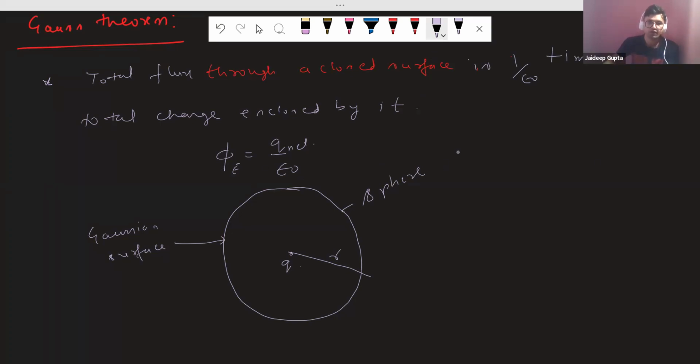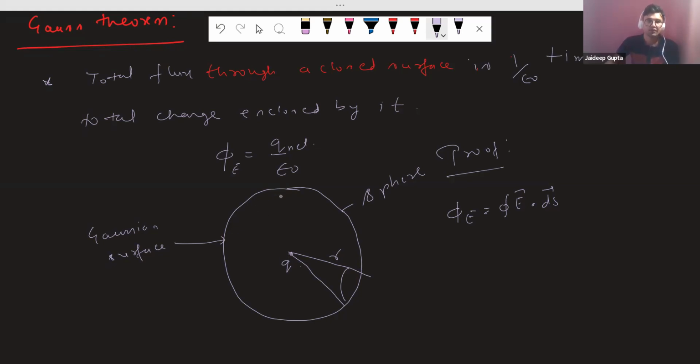Now we have to show it. The proof of this theorem is very easy. By the definition I told you, phi equals E dot ds. What do we mean by electric flux? It means the number of electric field lines. The number of electric field lines generated by this charge is known as electric flux. Fine, that is Q over epsilon. Okay, Iram.